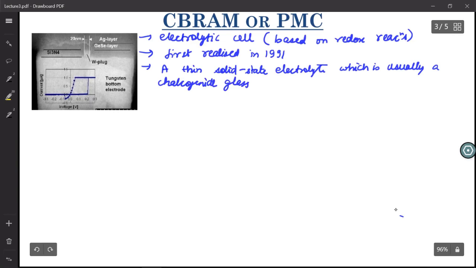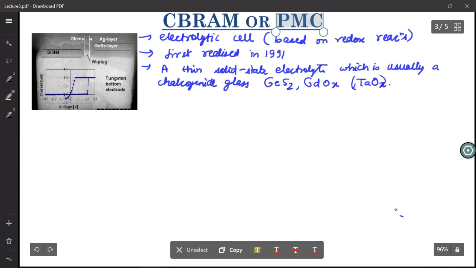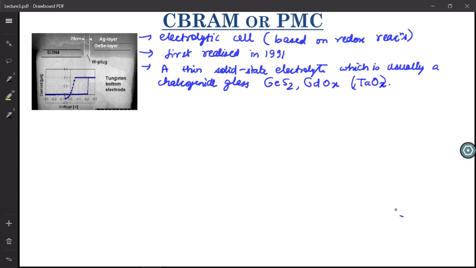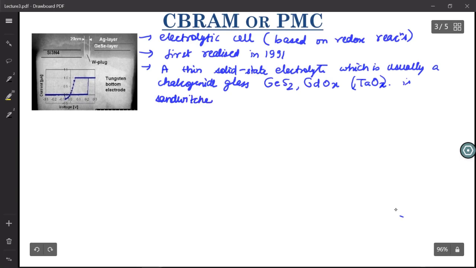We already saw chalcogens in PCM, phase change memory. So what are the commonly used chalcogenide glasses? We have germanium sulfide, we have GdOx, and we also have tantalum oxide. This is actually not a chalcogenide glass, but it is also used in CB RAM or PMC. This thin solid state electrolyte, usually a chalcogenide glass, is sandwiched between two metal electrodes.